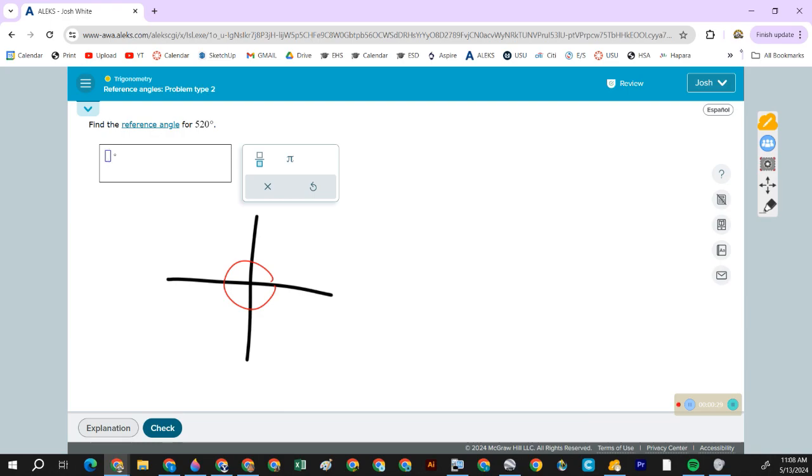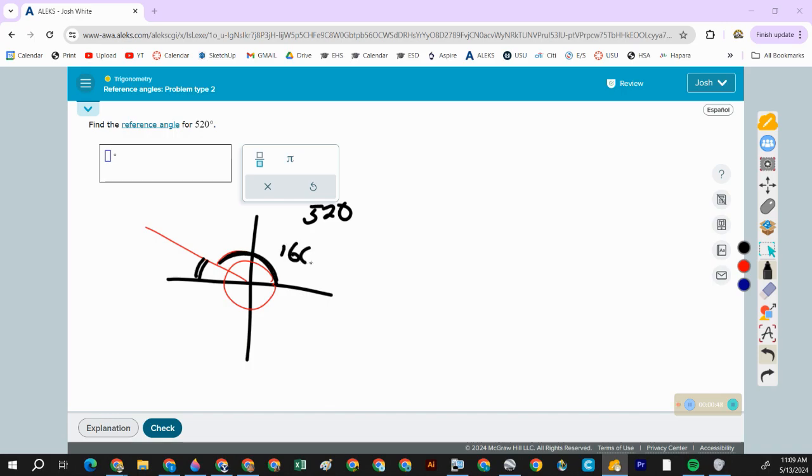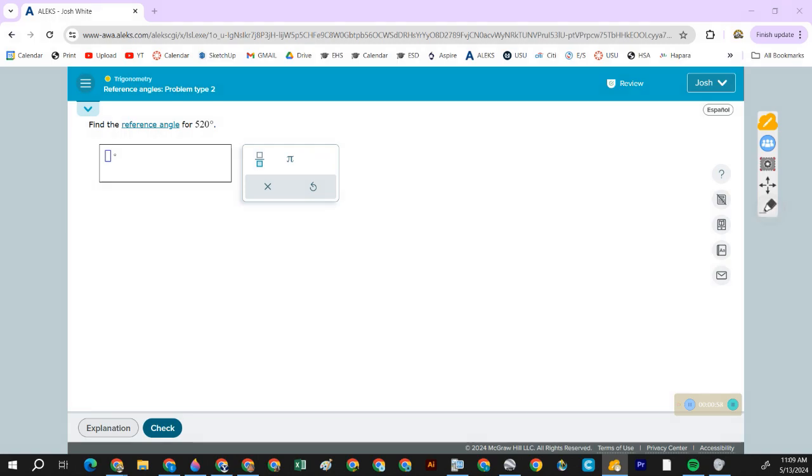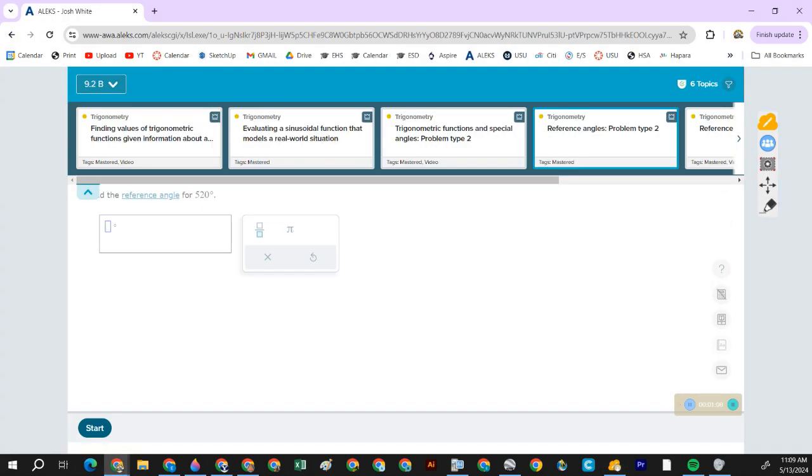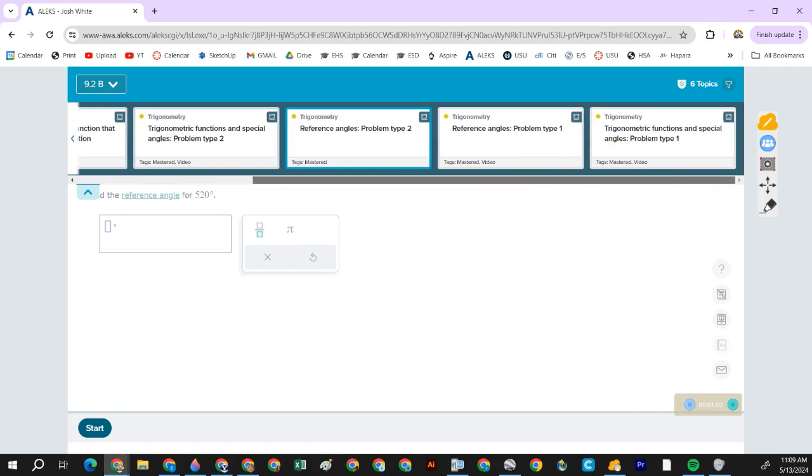So it's like right here. And the reference angle is always where that terminal side connects with the x-axis. So the whole angle is 520, but this piece is 160. So what is the reference angle going to be? 20. It takes 20 more degrees to get to 180. Okay. Yeah, 20. Oh, I skipped one. I skipped several.